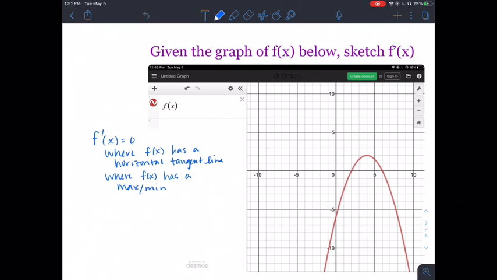So looking here, I can say I'm going to have a horizontal tangent line up at that maximum. That is at the location where x equals 4. What the y value is isn't important in this process. It's the x value. My x value is 4. My horizontal tangent line is when x is equal to 4. That means at 4, f prime is going to equal 0.